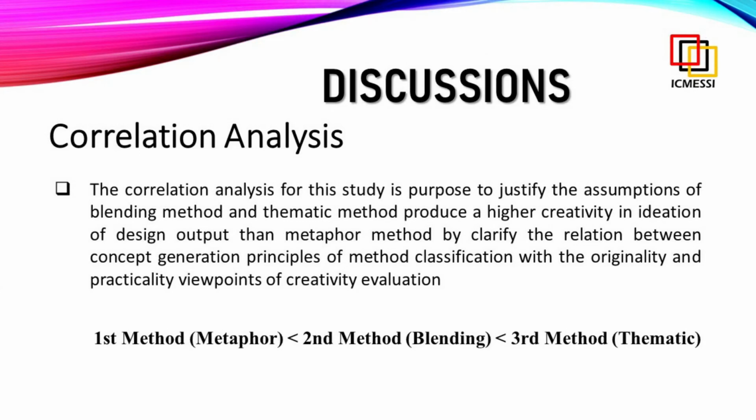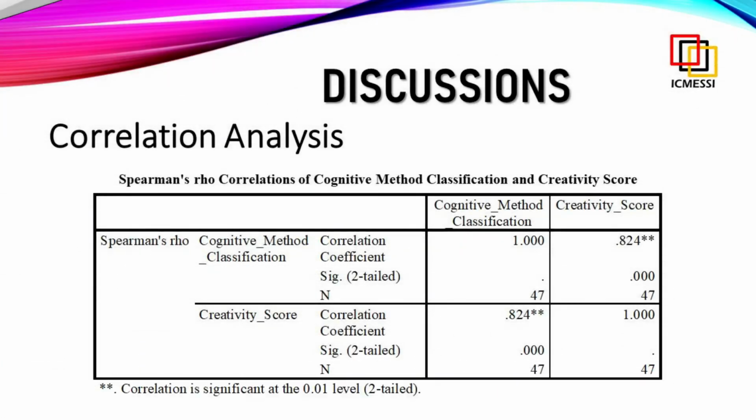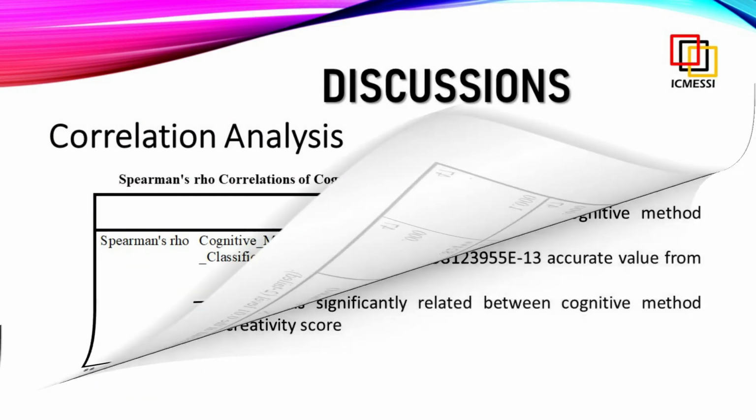The correlation analysis for this study is purposed to justify the assumption that the blending method and thematic method produce higher creativity in ideation of design output than the metaphor method, by clarifying the relation between concept generation principles of method classification with the originality and practicality viewpoints of creativity evaluations. This is the Spearman's rho correlation of cognitive method classification and creativity score generated from SPSS analysis software.